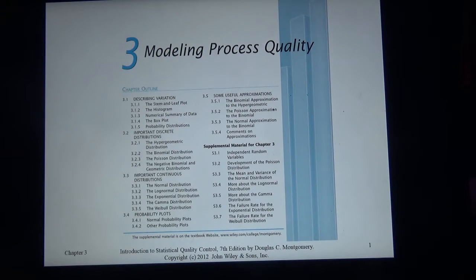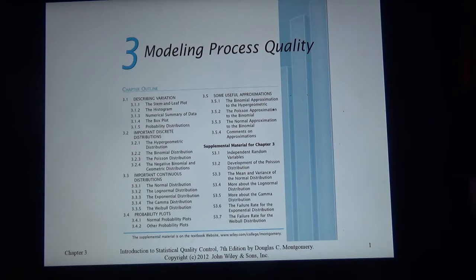Now it's chapter 3, modeling process quality. What is inside this chapter? Describing variation. What is variation? The things that can be used to describe the variation are stem and leaf plot, histogram, numerical summary of data, the box plot, and probability distributions.